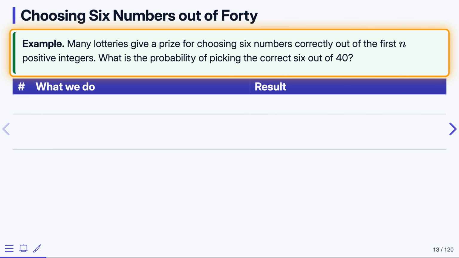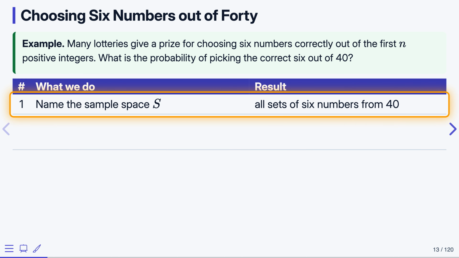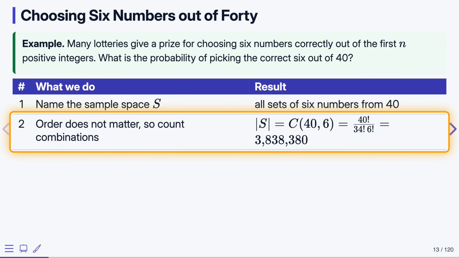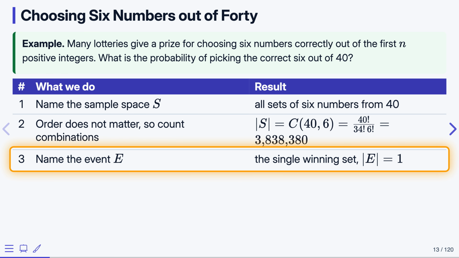Now a real lottery. You choose 6 numbers out of 40. Step 1. Name the sample space. It is every set of 6 numbers you could choose. Step 2. The order you write them in does not matter, so we count combinations. C of 40 choose 6 is 40 factorial over 34 factorial times 6 factorial. That works out to 3,838,380. Step 3. Only one set wins, so the size of E is 1.